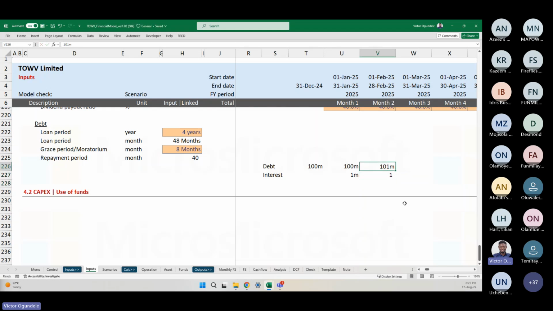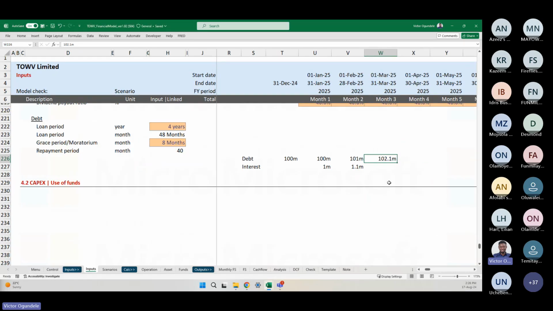So which means by the time you get to month 3, your debt will no longer be 101. It becomes 102, I think that will be 102.1 again. It is on this 102 that you now calculate another interest. So let's say the grace period is 3 months. By the time you now want to start repayment in month 4, your total debt amount will now be what? That's the current amount and not the initial 100 million.